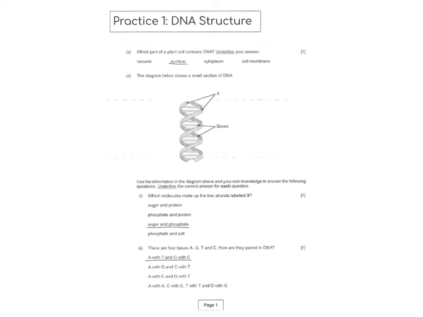The diagram below shows a small section of DNA. Use information in the diagram above and your own knowledge to answer the following questions. Underline the correct answer in each question. Which molecules make up the two strands? So our two strands are our backbone of our DNA base, and they contain a sugar and a phosphate group. There are four bases, A, G, T, and C. How are they paired? So they're complementary base pairing, and A always binds with T and G always binds with C.